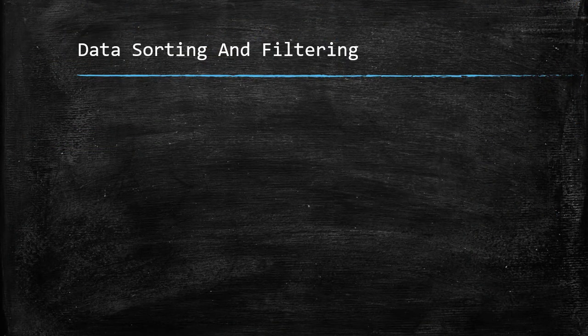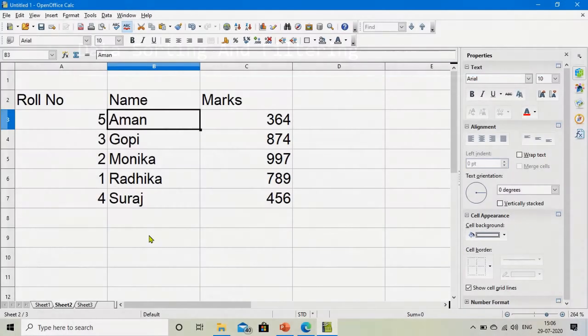Data sorting and filtering. Let us understand. Now we will understand sorting. Basically, there are two types of sorting. You can see this is ascending, this is descending. Ascending means smaller to bigger. Descending means bigger to smaller.